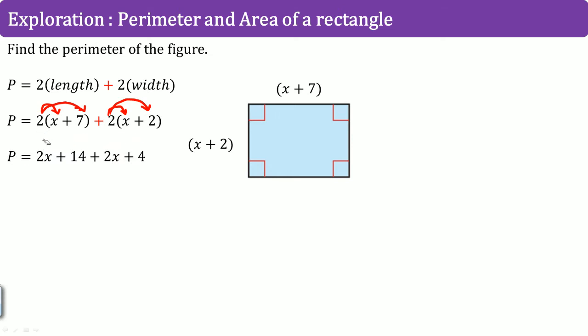Afterwards, you can start combining some like terms. Your like terms here are 2x plus 2x, or your x term. And then you have your 14 plus your 4. Together, 2x plus 2x gets you 4x. 14 plus 4 is your 18. So that is your perimeter.